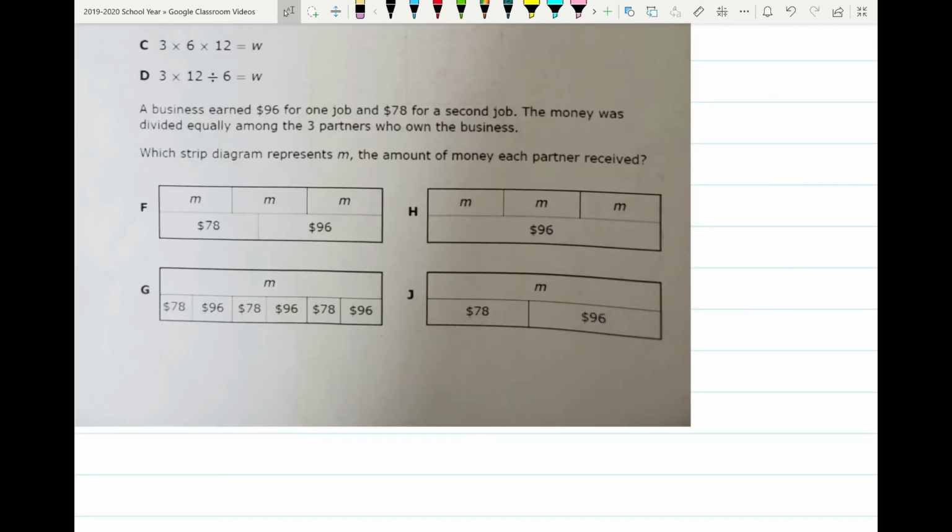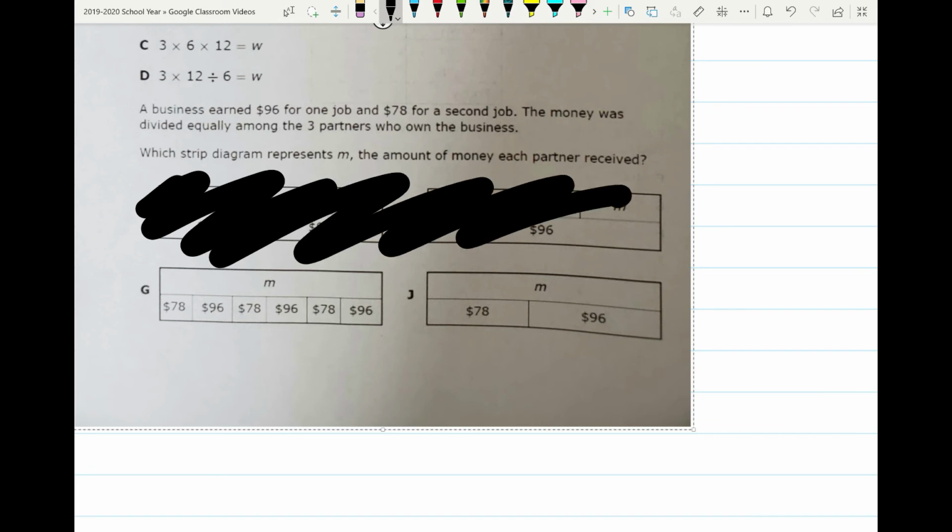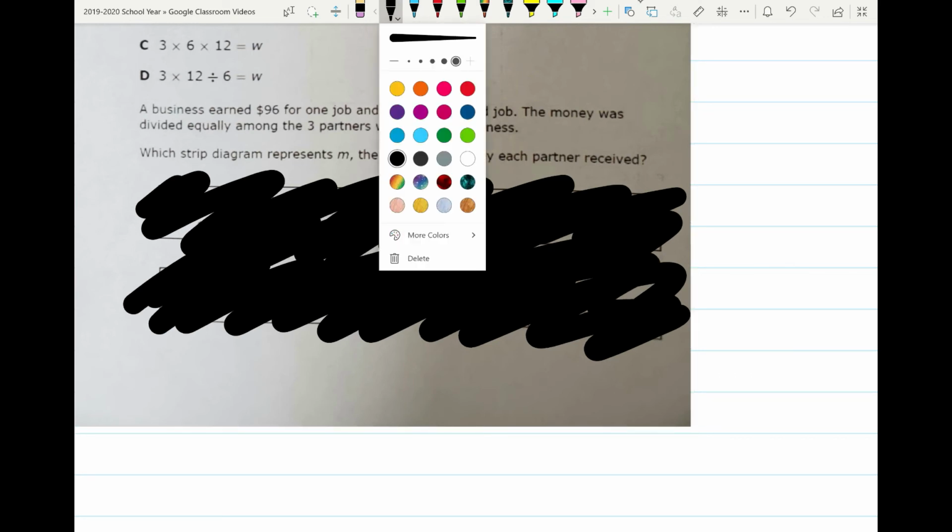Okay, here we have a strip diagram. A business earned $96 for one job and $78 for a second job. The money was divided equally among the 3 partners who owned the business. Which strip diagram represents M, the amount of money each partner received? So before we even do anything, let's not focus on that stuff. Let's do what we know.